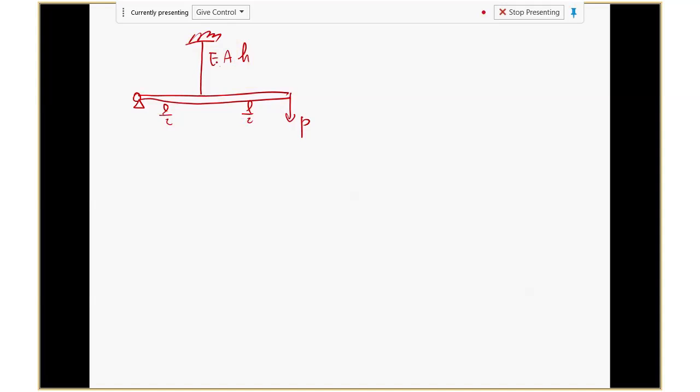So this will be E prime, a different one, A prime. This can be a different material compared to the beam. Now I apply load P, and I want to find out how much this point B moves. And maybe also find out how much this point C moves.